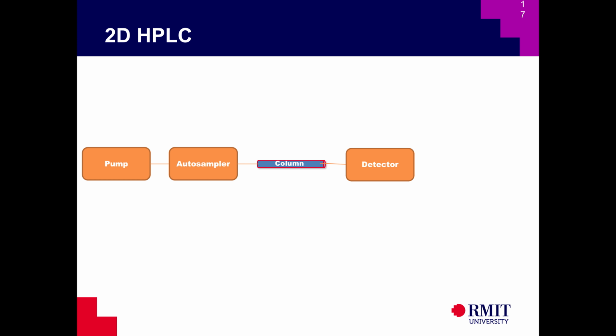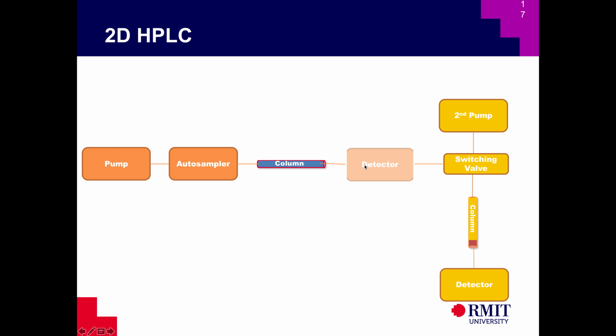So just to give you an overview, this is just a simple diagram of a normal HPLC. And you can see we have our pump, autosampler, column, and the detector. So our autosampler injects our sample, passes through the column, and goes through to the detector. With a 2D system, when the sample comes off the first column, it goes through a switching valve onto the second column and then the detector.